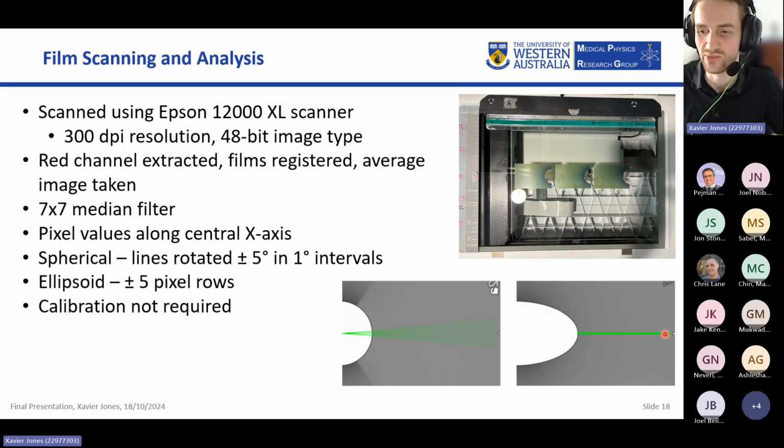As relative comparison is used and the response of the film in the red channel at the energy used is almost stable, film calibration was not required here. Dose maps and percentage difference maps of unshielded to shielded side of each applicator were also produced from here.